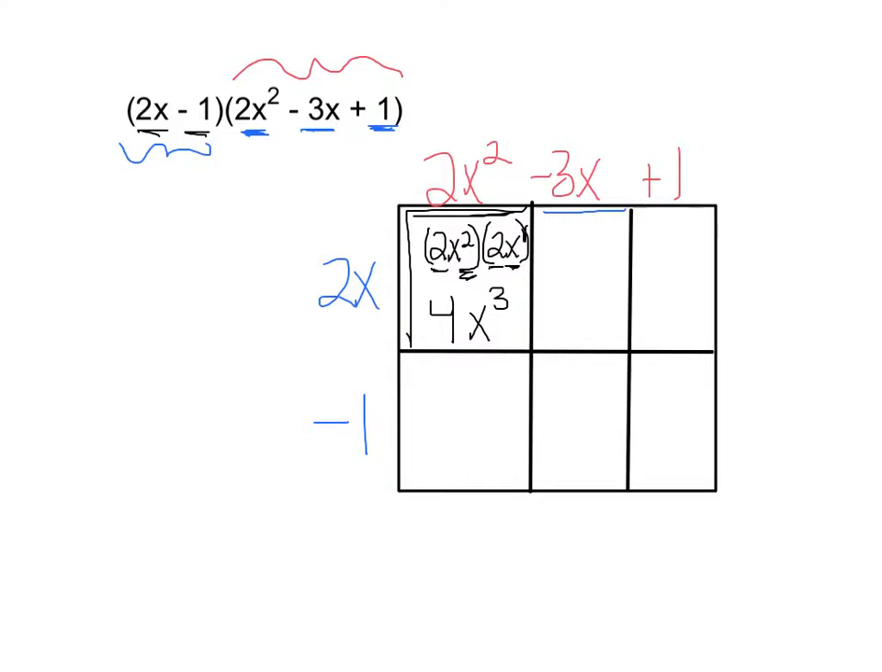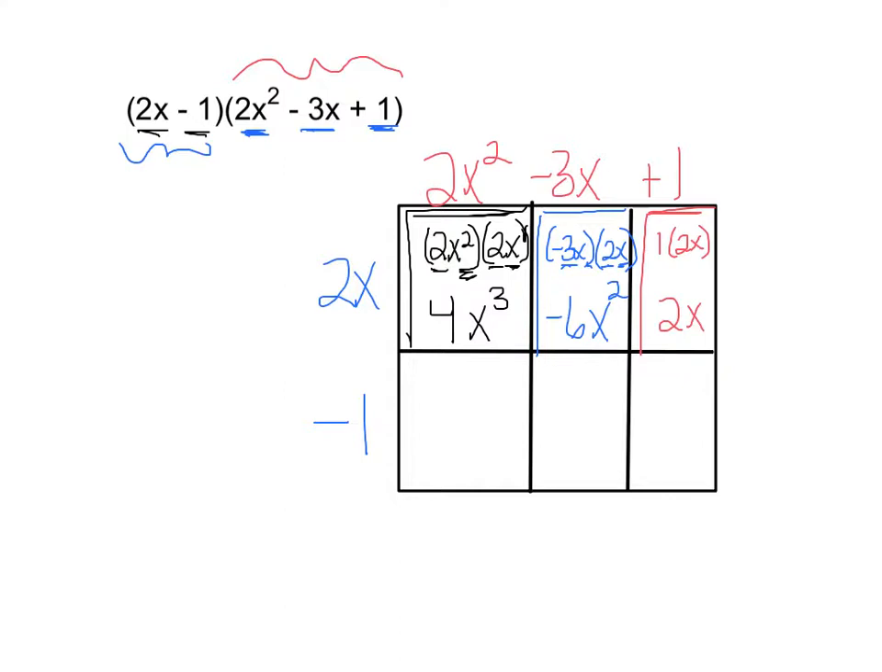Okay, now let's go to the second rectangle. Now we have the length of negative 3x times the width of positive 2x. So multiply the numbers, negative 3 times 2, negative 6. The variables, we're going to multiply the variables, which would be x squared. Then in this last rectangle we have 1 times 2x. So 1 times 2x, that is just 2x.